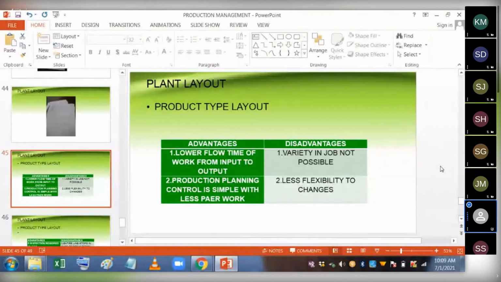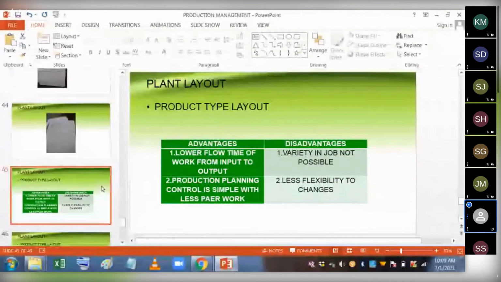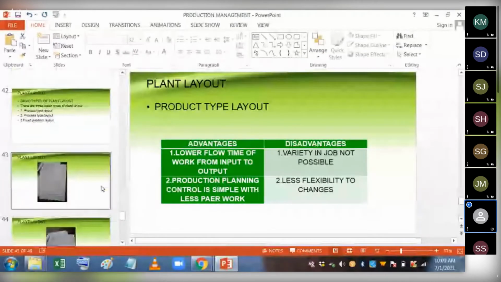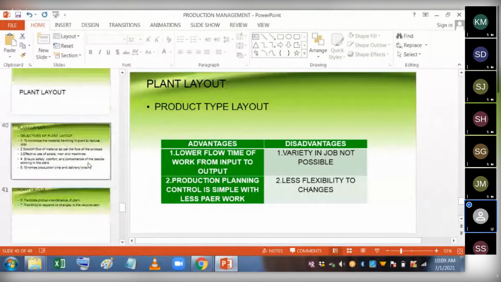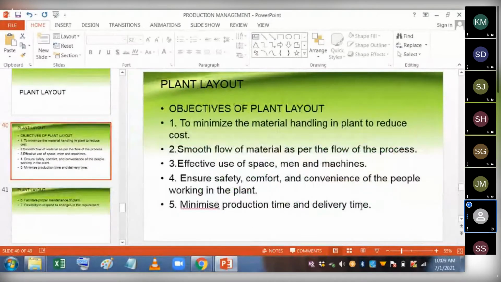And what was the objective of the plant layout? Objective of the plant layout, I will repeat again: to minimize the material handling in the plant to reduce cost.